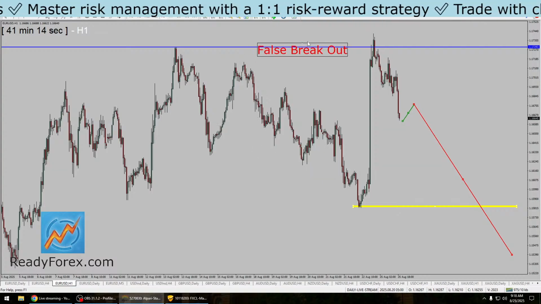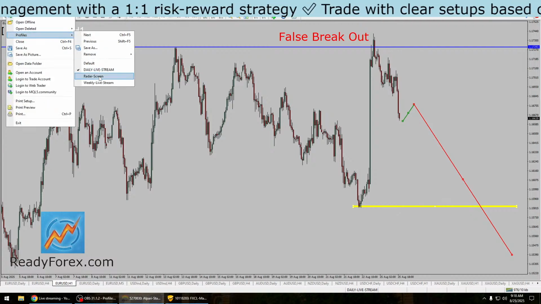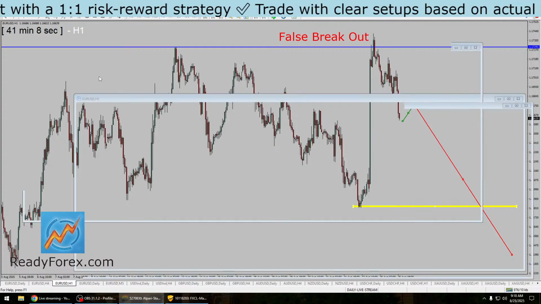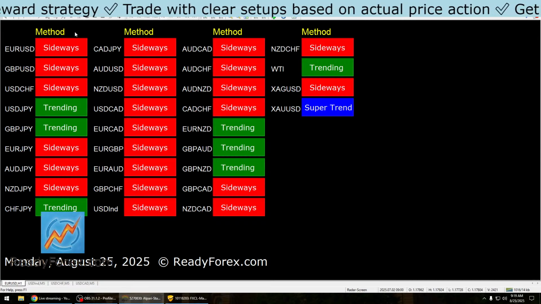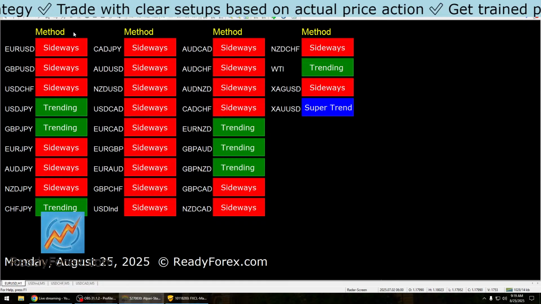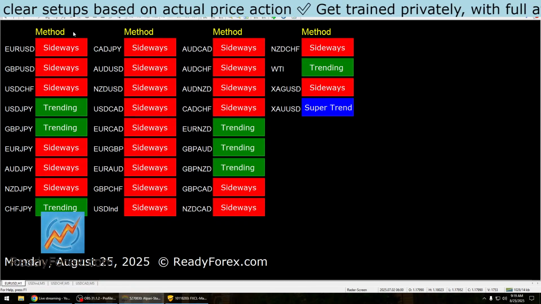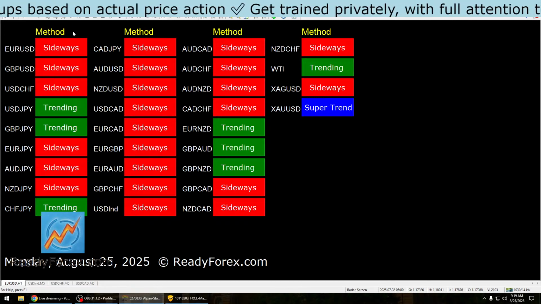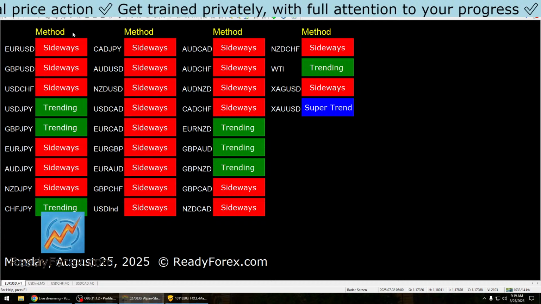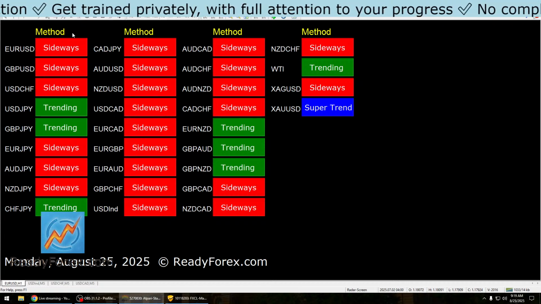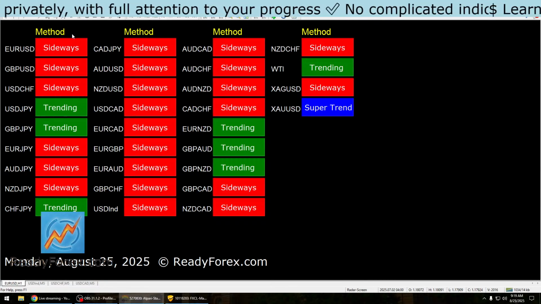So this was a false breakout right over here. When I checked the radar screen indicator, I had started the session about 15 minutes ago. If you go back over here, look at the method for the euro dollar, and right after the euro dollar, the method is sideways. So this means we should use a sideways trading strategy to trade the euro dollar currency pair. This means this market is going to show us false breakouts and false breakdowns.